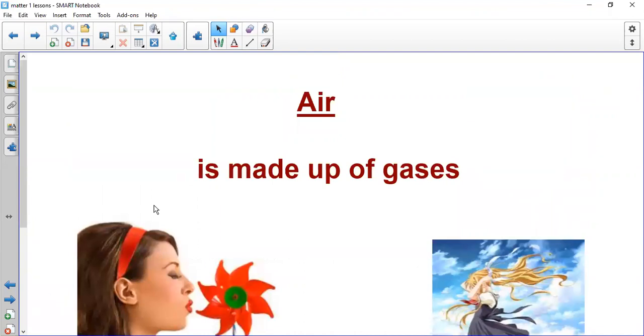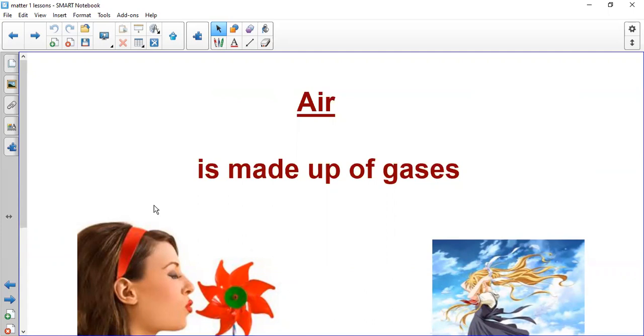Here it is telling you that the air we are breathing is made up of gases. Can you breathe air like me? In, out, in, out. So air is made up of gases. It is not only one gas that we breathe, but many gases.